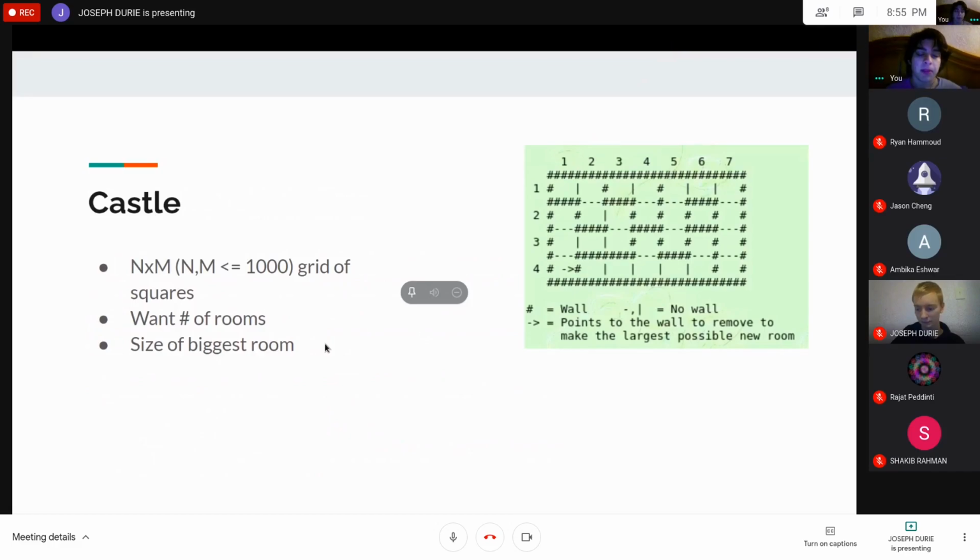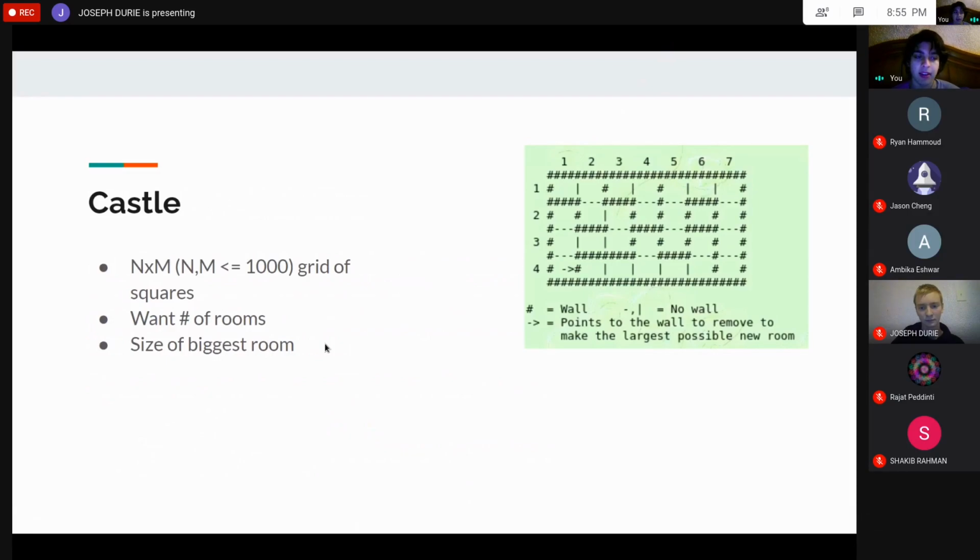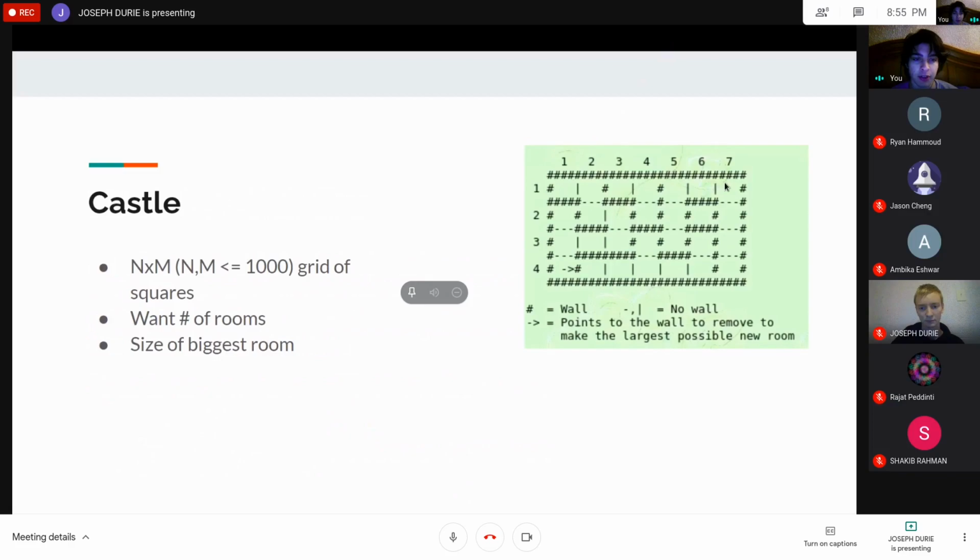So this problem is called Castle. You're given an n by m grid, and you want the number of rooms and the size of the biggest room in the graph. But the graph is given as a grid in a text format, where you have either walls or empty spaces where you can travel through.